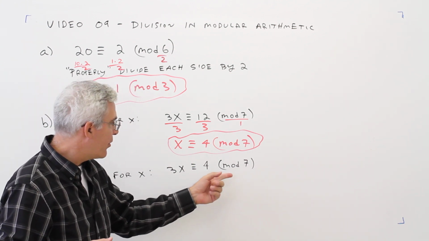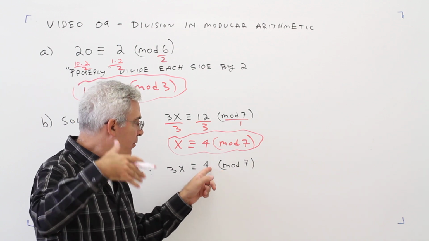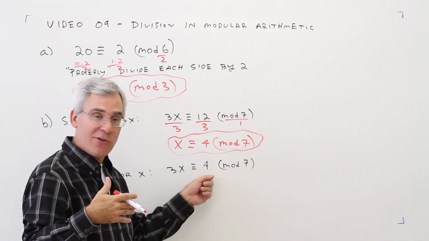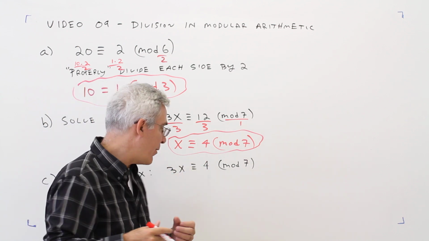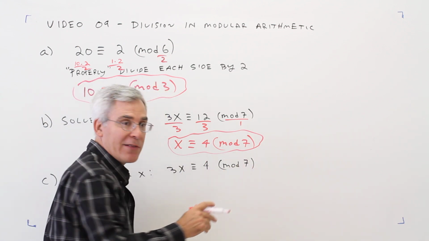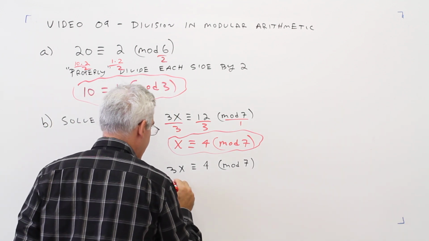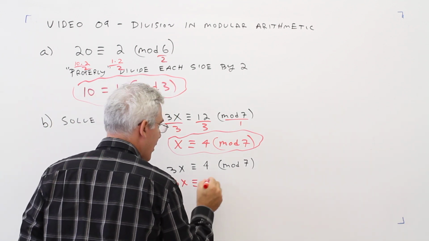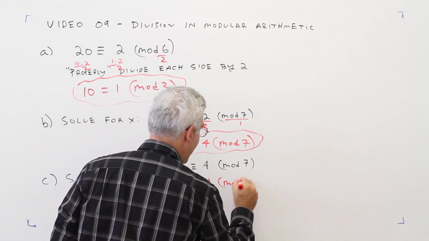What I can do is if I'm in mod 7, just keep cycling through adding 7s till I do get a multiple of 3 and then perform my division. And that's what I'm going to do. So again, when you're in mod 7, you can just keep adding or subtracting as many 7s as you want. So this is the same as 3x is congruent to 11 mod 7.